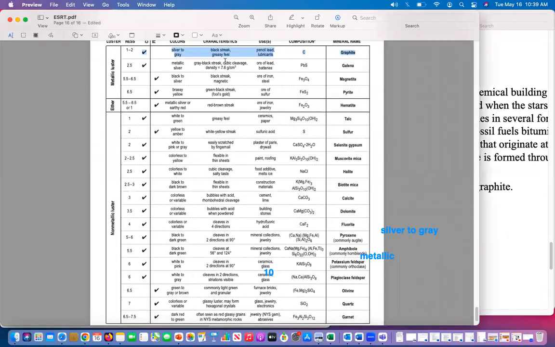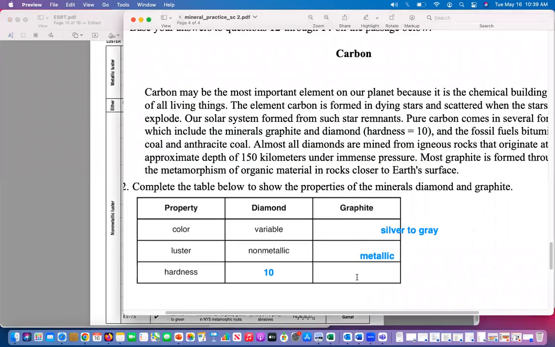And the hardness, it says between 1 to 2. So you can say anything from 1 to 2. I'll just write 1 to 2. And boom, we're done with that. All right. Number 13.